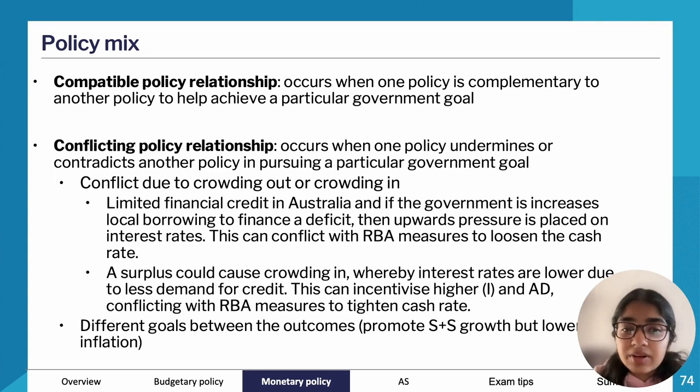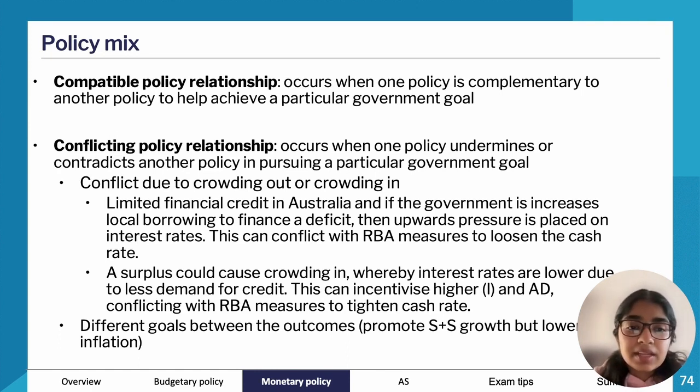Another conflict is due to crowding out or crowding in. Because there's limited credit in Australia, if the government is increasing local borrowing to finance the deficit, then there's an upward pressure on interest rates. So interest rates increase. And if the RBA is trying to loosen the cash rate and lower it, it's kind of conflicting with the government.